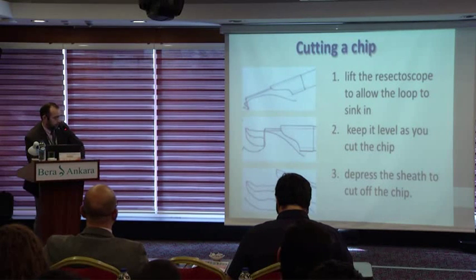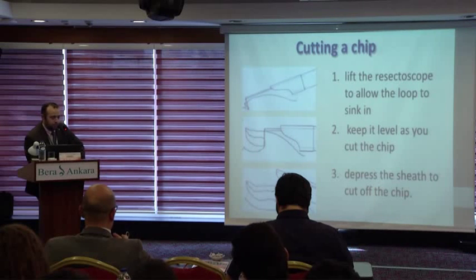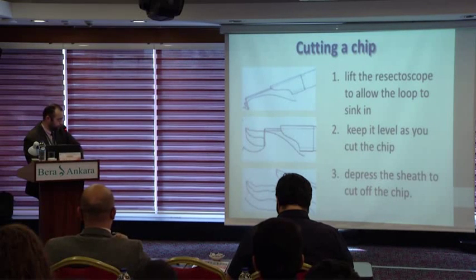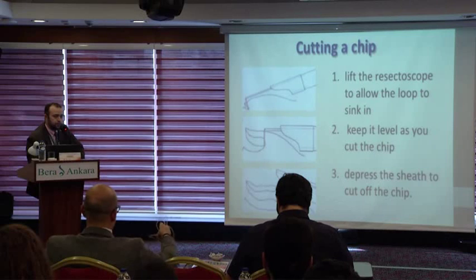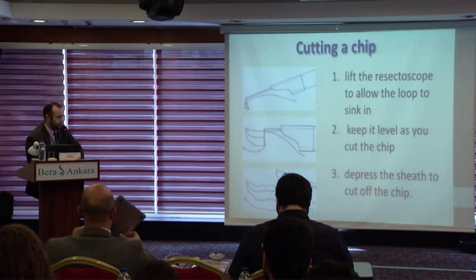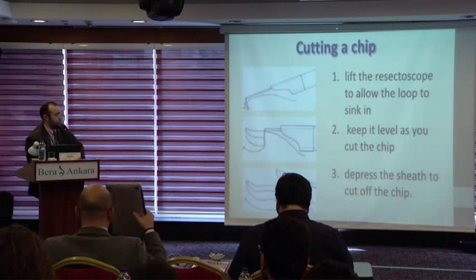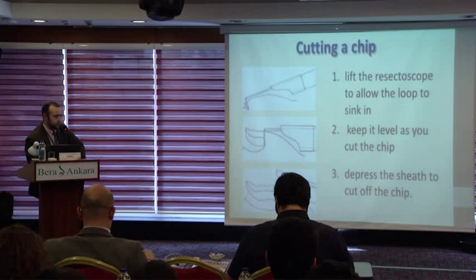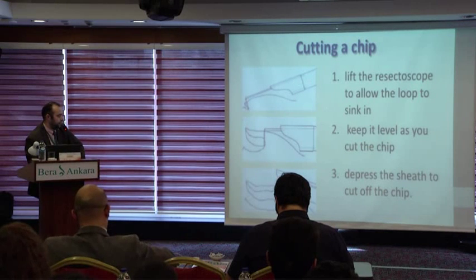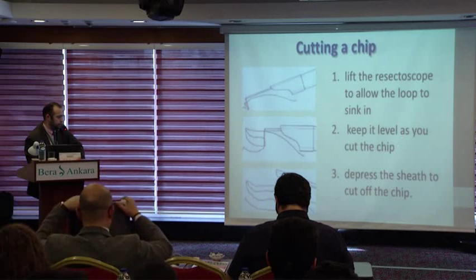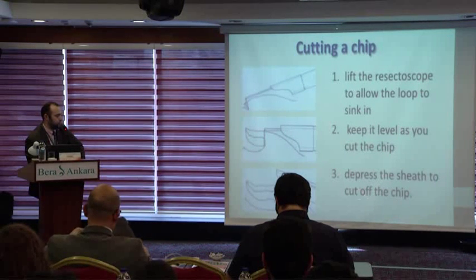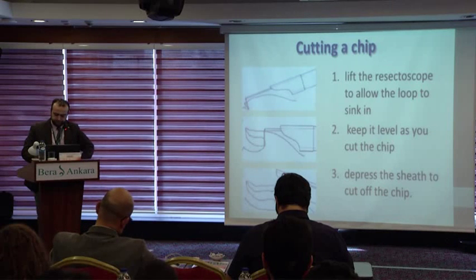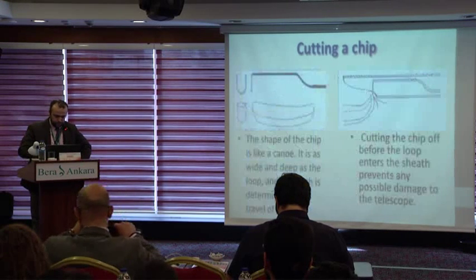During the surgery, there are some tricks for cutting a chip from the prostatic tissue. We are using resectoscopes for resecting these prostatic tissues during the surgery. First, lift the front side of the resectoscope to allow the loop to sink into the prostate, and we keep it at that level as we cut the chip. We depress the sheath to cut off the chip, and then collect these chips.